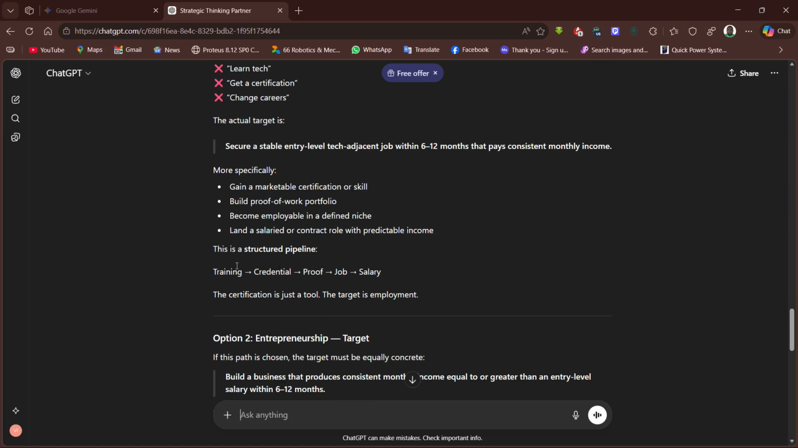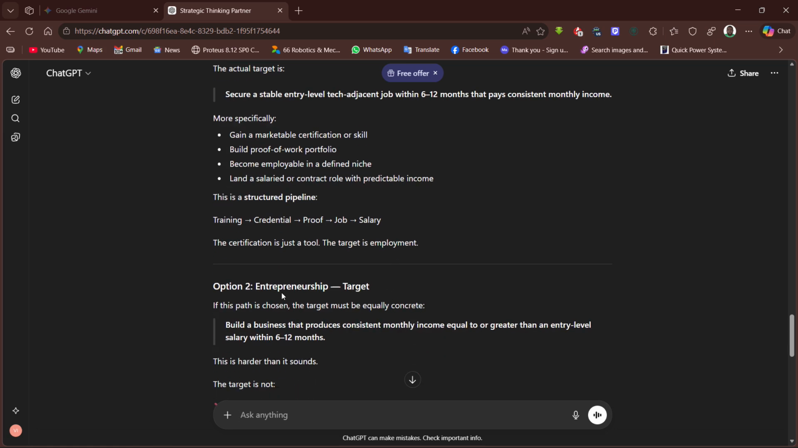This is a structured pipeline: training, credential, proof, job, salary. Education is just a tool. The target is employment. This is important because it redefines the goal and helps you reshape your understanding of what you're looking at. And then you get to understand more of what it actually takes to choose either A or B, right? Let's go for entrepreneurship.